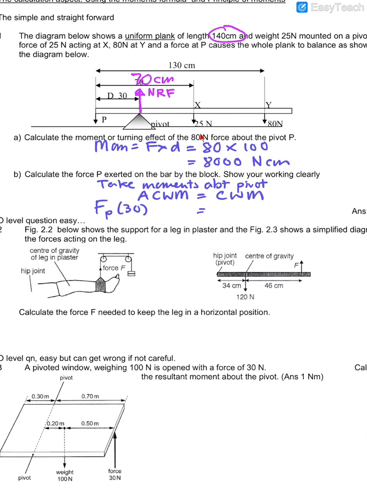Next, 25 newtons, clockwise or anti-clockwise? Left or right? 25 times what? Be very careful with distance. Normally your error will be the distance. You don't tell me 70, you don't tell me 30, you tell me 40 because it's to the pivot. So put as 40. Then, is this complete? No, still got 80. Clockwise or anti-clockwise?